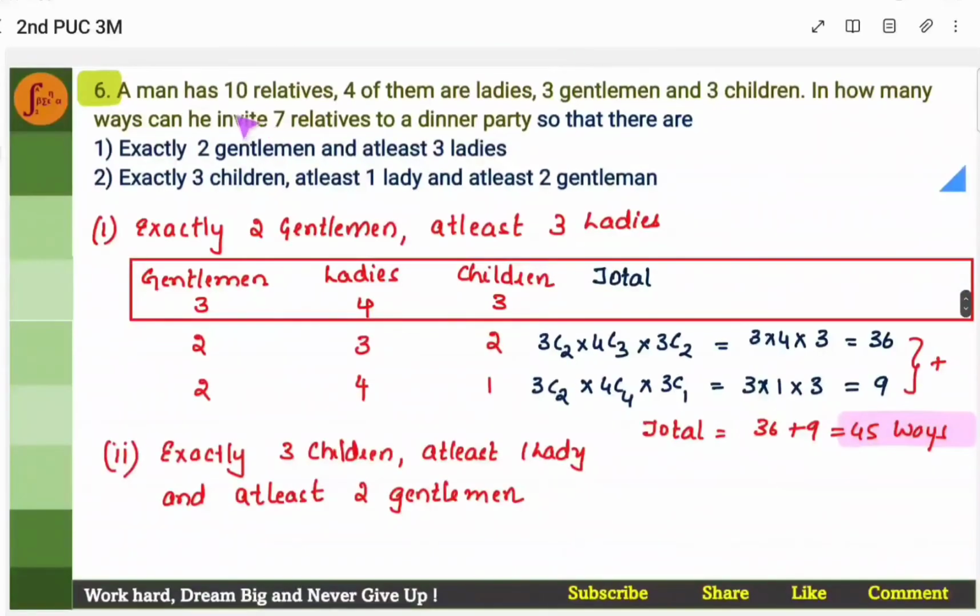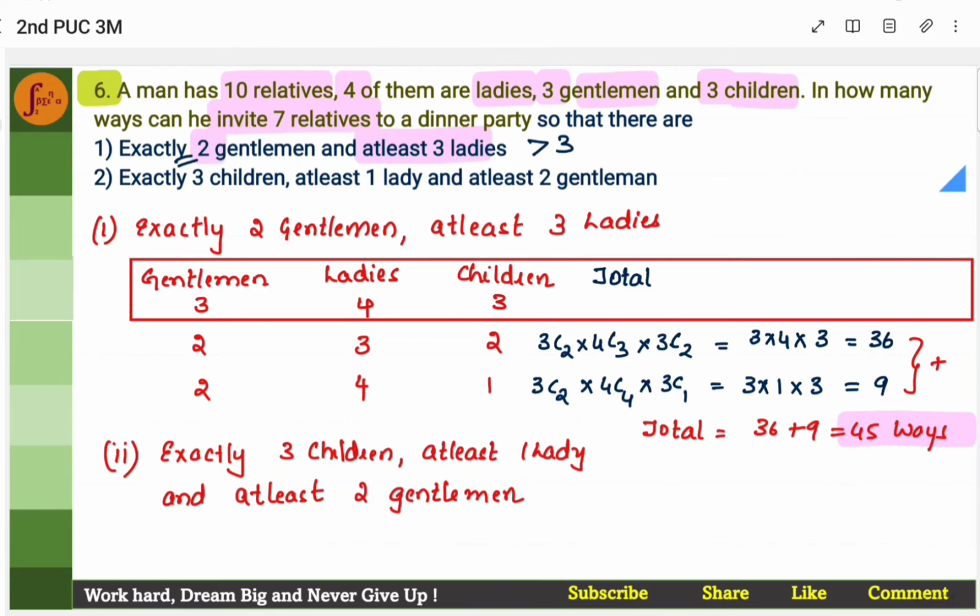Now here combination related problems. A man has 10 relatives. 4 of them are ladies, 3 gentlemen, 3 children. You need to invite 7 relatives. And the condition is 2 gentlemen and at least 3 ladies. At least 3 ladies means it can be more than 3. Right? Exactly means equal to 2.